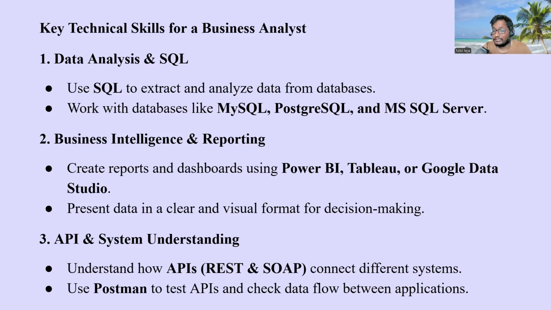Next is API and system understanding. Understand how APIs connect to different systems. APIs are nothing but application programming interfaces. They are used to connect two software systems. For example, take a restaurant, where the server takes orders from you and tells the chef about your orders: build this dish for this customer. So he is acting as a mediator between you and the chef.